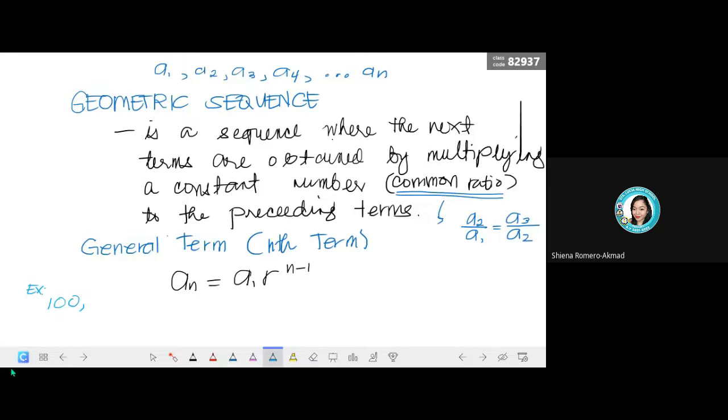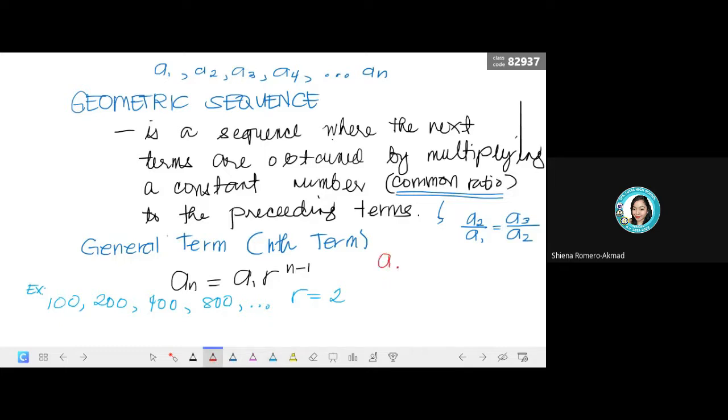Ano gusto niyo maging second term natin? You can turn on your mic. Ayaw niyo? Pasabihin natin 200. Sige. 400. 800. And so on. My ratio would be? What would be my ratio? 2. Correct.